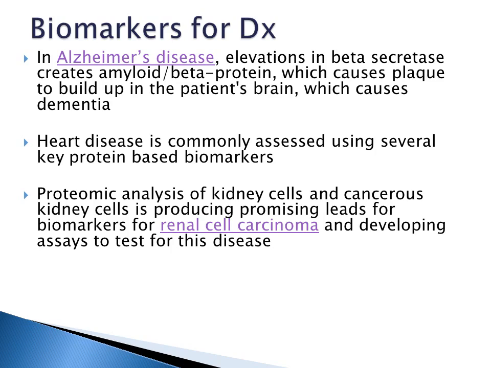So a number of commercial antibody-based assays as well as other methods are used as primary tests for acute myocardial infarction. Proteomic analysis of kidney cells and cancerous kidney cells is producing promising leads for biomarkers for renal cell carcinoma and developing assays to test for renal cell carcinoma. So in kidney-related diseases, urine is a potential source for biomarkers, and it's been shown that the identification of urinary polypeptides as biomarkers of kidney-related diseases allows diagnosis of the severity of the disease several months before the appearance of the pathology.